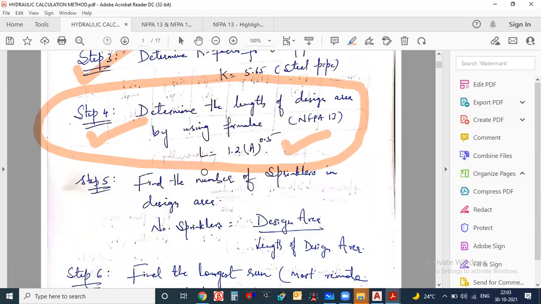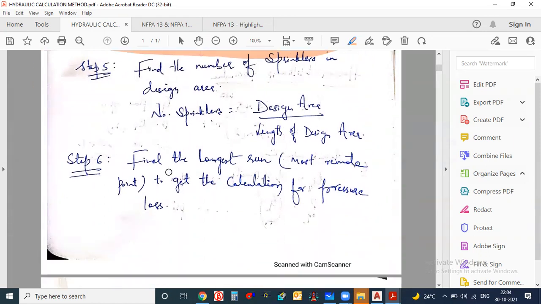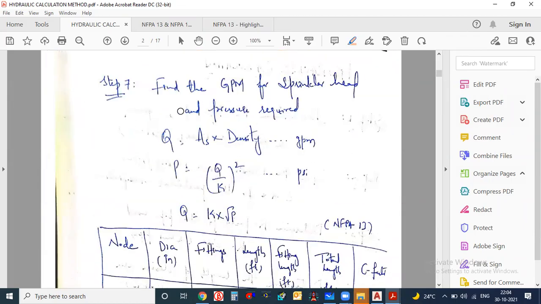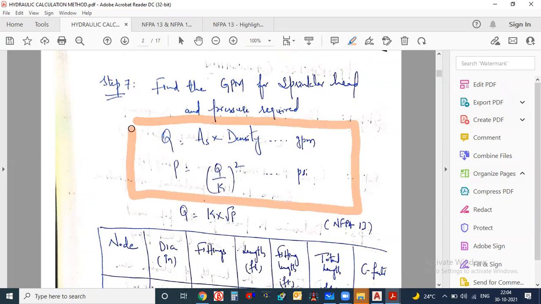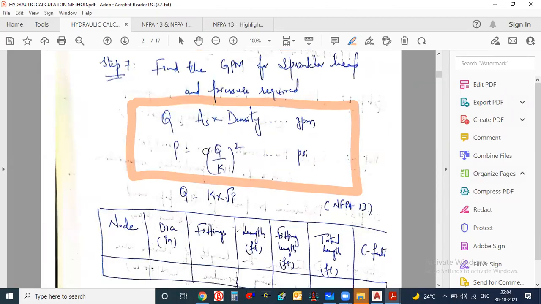Once we calculate this, the next step is to find the number of sprinklers: design area by length of design area. Then go for the longest run, the most remote point, to get the calculation. Find the GPM and sprinkler. The formula is shown here. Q is equal to this area into density. P is equal to (Q by K) whole square.